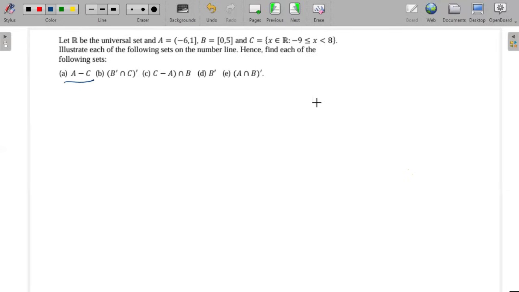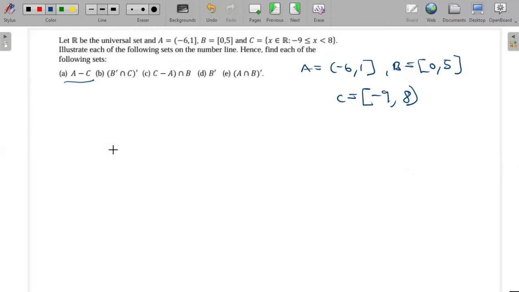First of all, I'll illustrate all these sets which have been given on this number line. A has been given as -6 to 1, closed. Then you have B there, closed on both sides. And then C there. C is in set-builder notation, so we can write it in interval notation. It's saying -9 this side, closed since it's less than or equal to, so -9, and then you have 8 there, but it's less than, so it will be open.